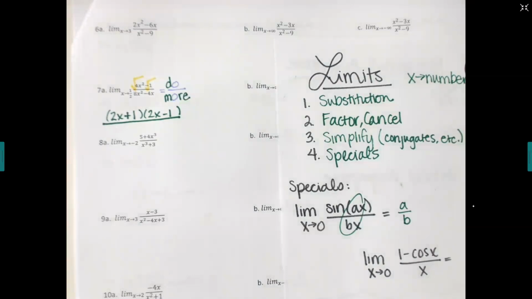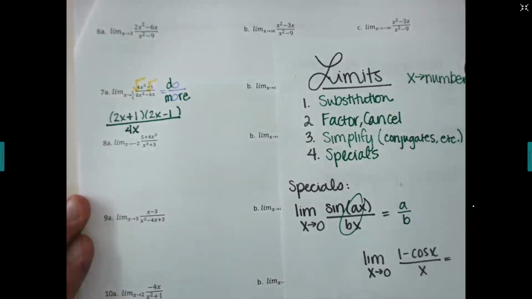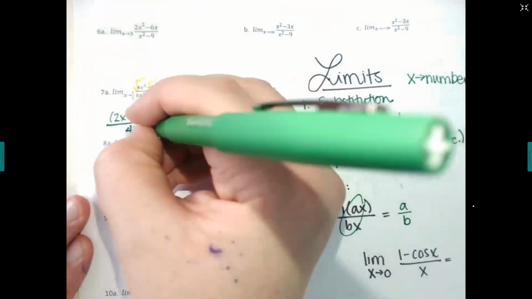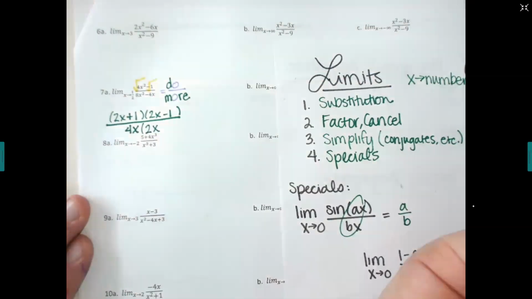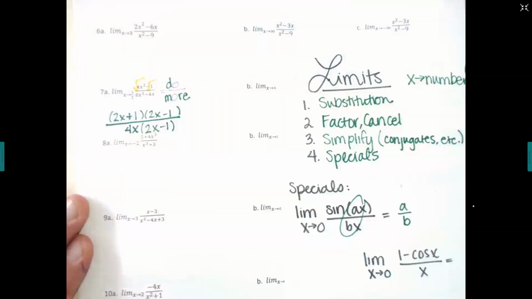GCF, what can I take out? A 4x, very good. Take your 4x out to the front. What will be left over from 8x squared? If I divide it by 4x, now it's a 2x, and then my minus 4x when I divide it by 4x is now a -1.